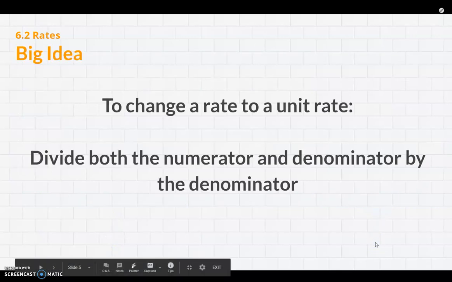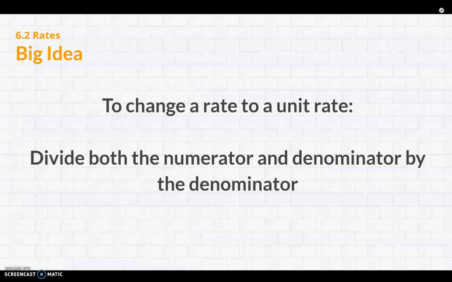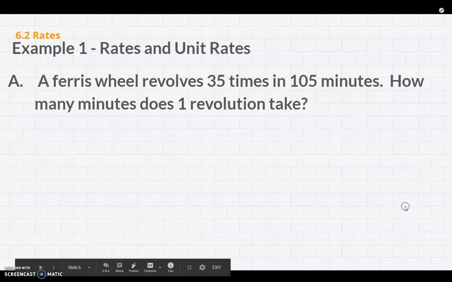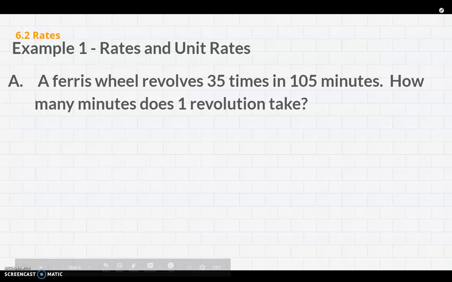Price per item. To change a rate to a unit rate, you're just going to divide both the numerator and denominator by the denominator. Okay, let's check out our first example. A Ferris wheel revolves 35 times in 105 minutes. How many minutes does one revolution take?